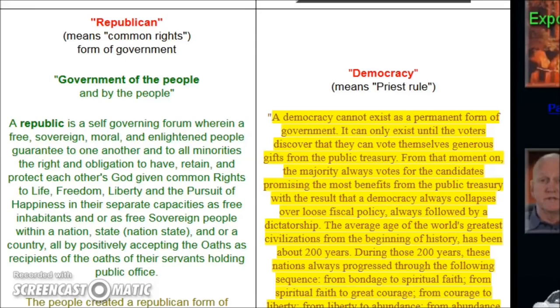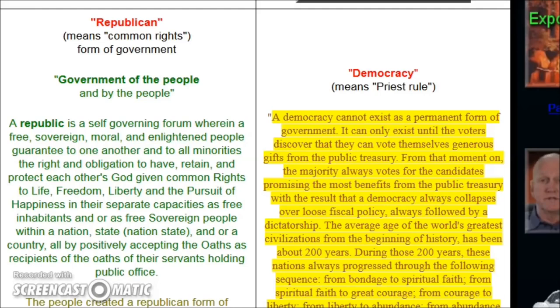It goes like this: a democracy cannot exist as a permanent form of government. It can only exist until the voters discover that they can vote themselves generous gifts from the public treasury. From that moment on, the majority always votes for the candidates promising the most benefits from the public treasury, with the result that a democracy always collapses over loose fiscal policy. We're currently $18 trillion in debt, always followed by a dictatorship.